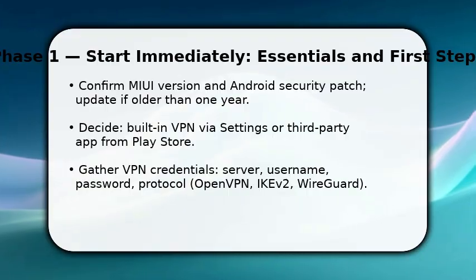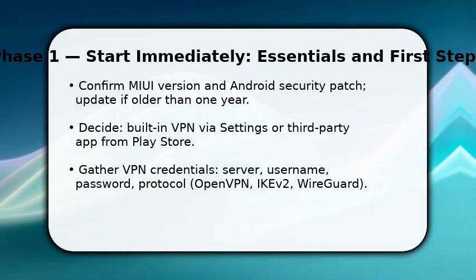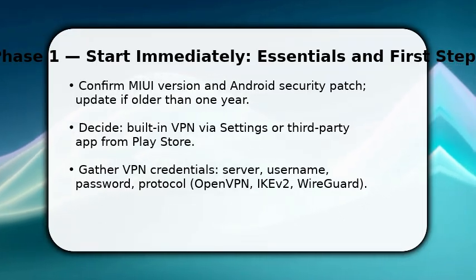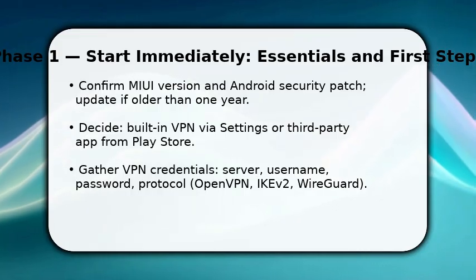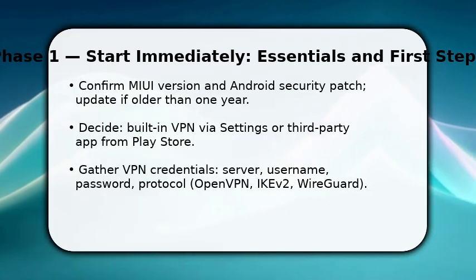You begin by checking prerequisites. Make sure MIUI is updated and you have VPN credentials ready. Open Settings, then Network and Internet. Tap VPN. If using a provider app, install it now from Play Store. Once done, choose Built-in Manual Setup or launch the provider app.